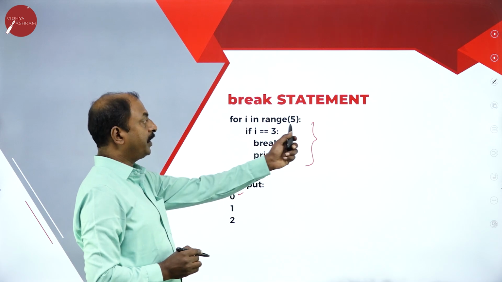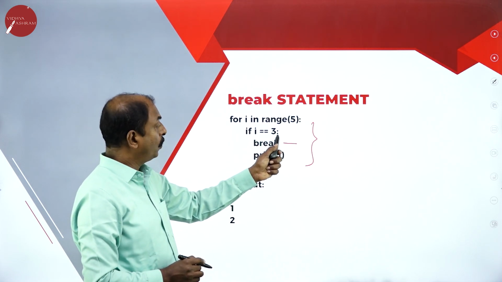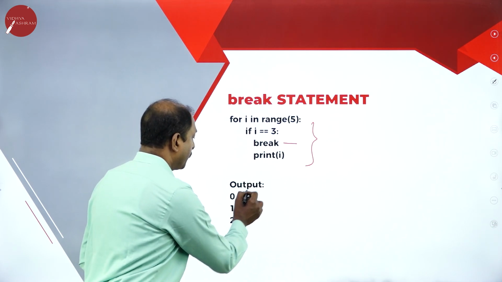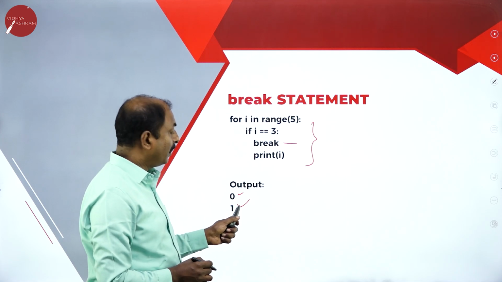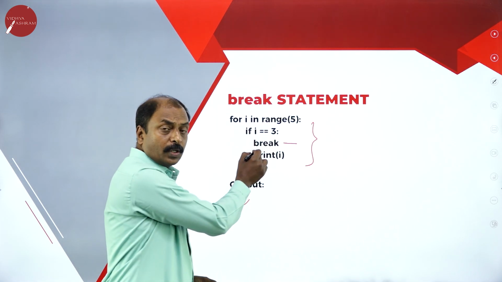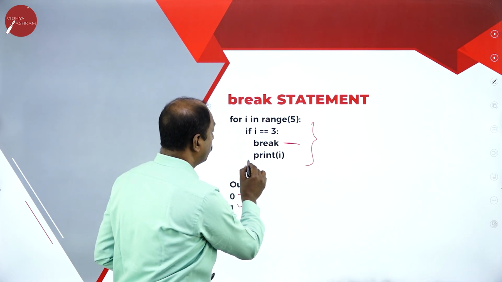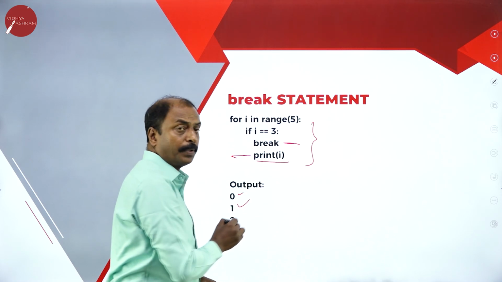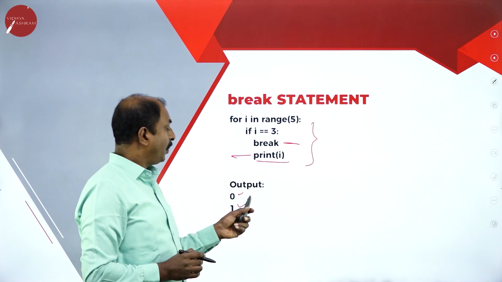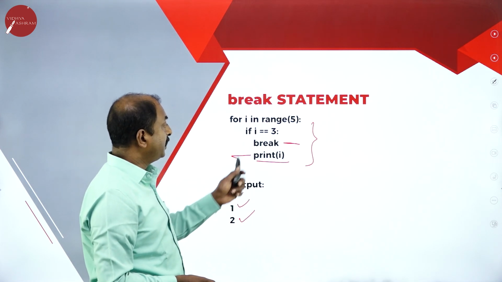Next, after 0, it is 1. Is 1 equal to 3? No, it's not going to execute the break. It prints i, that is 1. Next one is 2, since 1 plus 1 is 2. Is 2 equal to 3? No, the condition fails. It will not execute the break statement. It's going to print the value of i, that is 2.